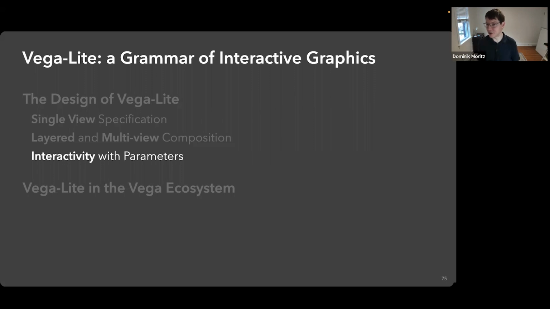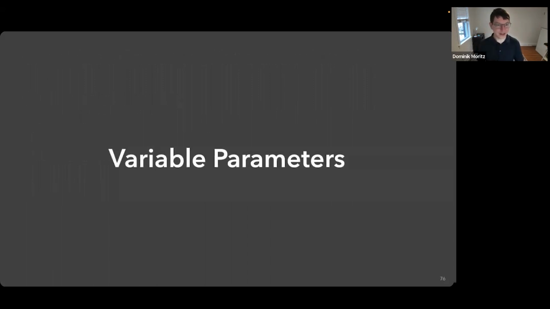Interactivity really added another dimension. And so let's look at how Vega-Lite allows us to make charts like that. It does that through these variable parameters. In the simplest form, a variable parameter is just like a variable in other programming languages that you might be used to.